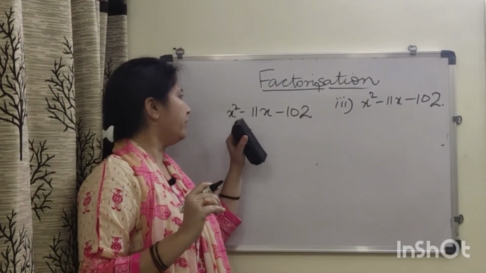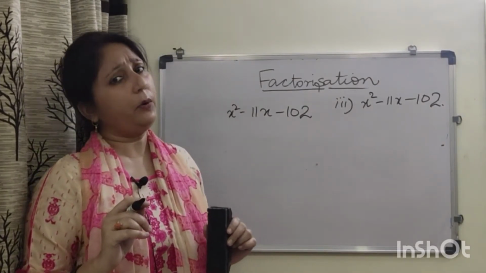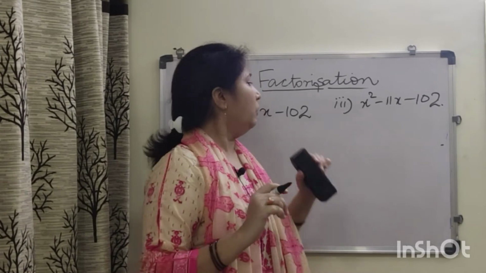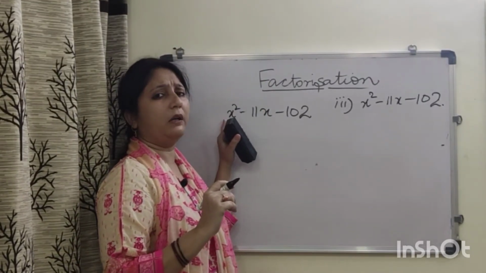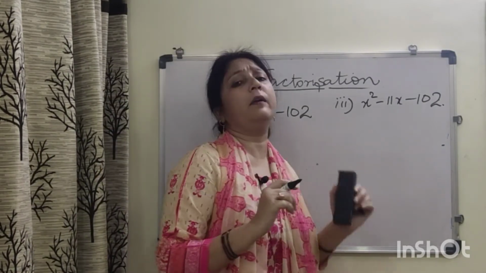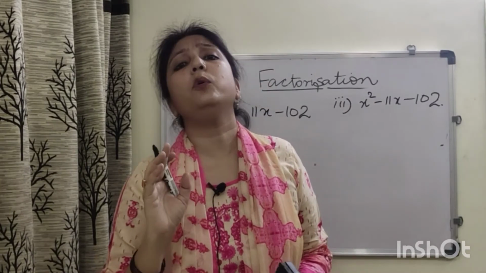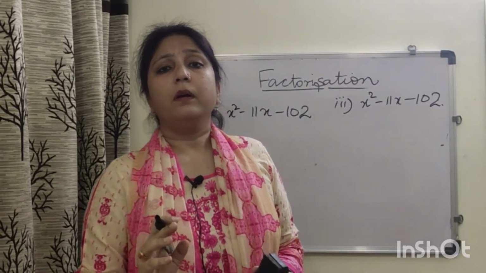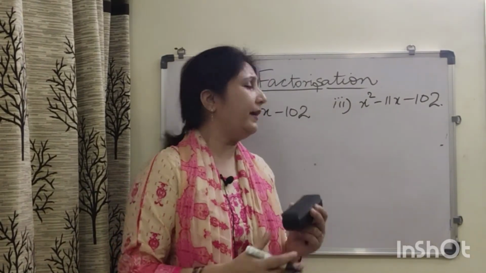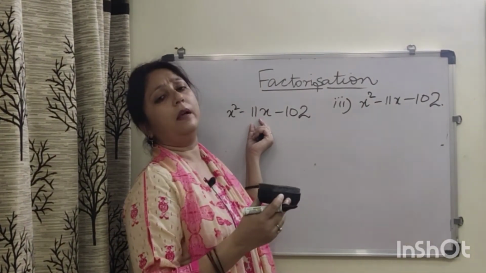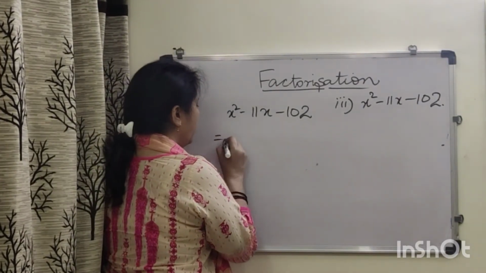The next question is x square minus 11x minus 102. Now, as it is, x square's coefficient is 1, fine. The constant is 102. Now you look for the factors of 102. As I know, 17 sixes are 102 and 17 minus 6 is 11. But how to write? Children, you do like this.